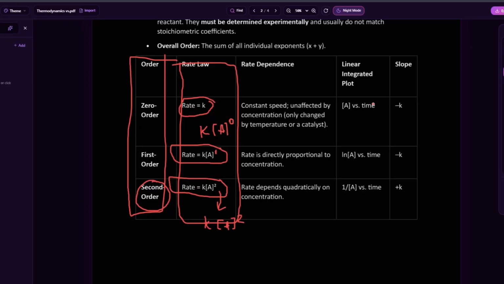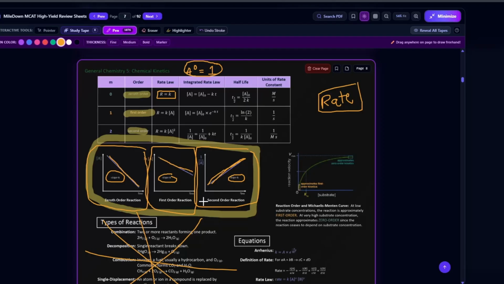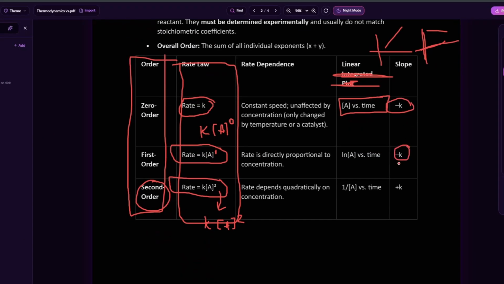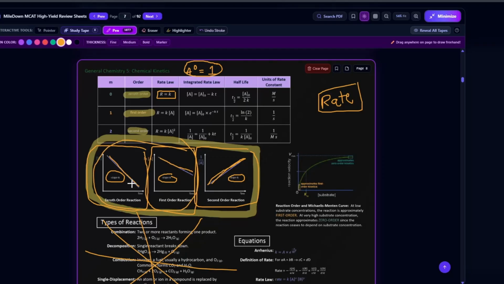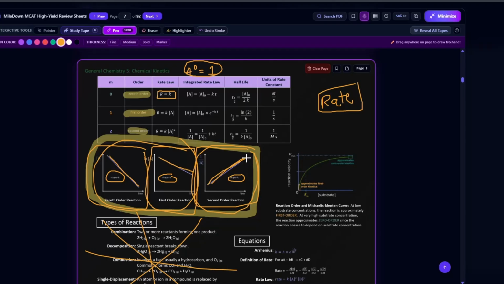Now the linear integrated plot, in other words, the linear plot. Looking at this linear type of diagram, what kind of trends are there? The slope is negative k for these two, zero and first order, as you can see. Slope equals negative k, and then slope equals positive k for second order. As you can see here, it's going up in a positive direction. This is negative, going down, and this one's going up.